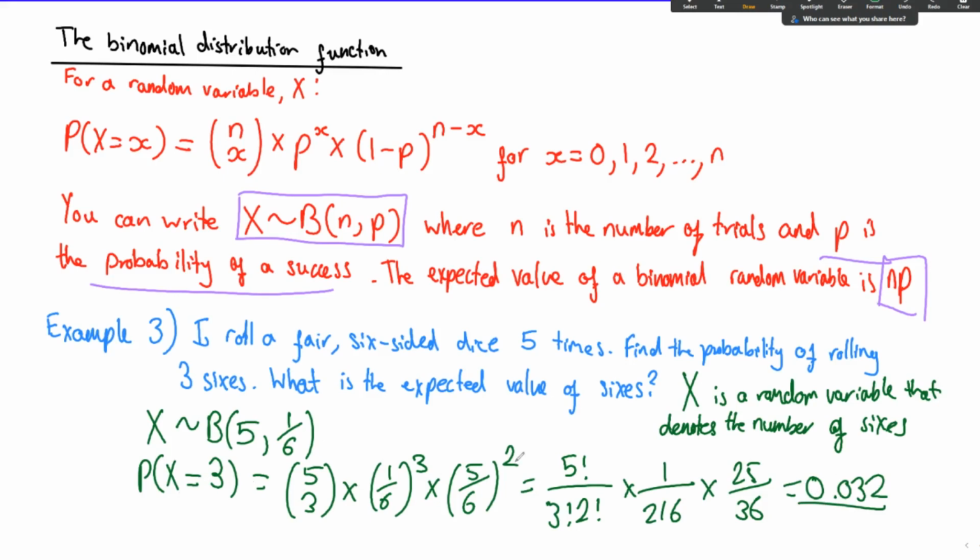And the expected value of the 6s, well, that's n times p. So n is 5. So we can write the expected value like this if we wanted to. And that's 5 times a 6th, because that's n and that's p. And then we'll get 5 over 6. So you might be thinking, how can the expected value be 5 over 6 if you can't get 5 over 6 6s on a dice?